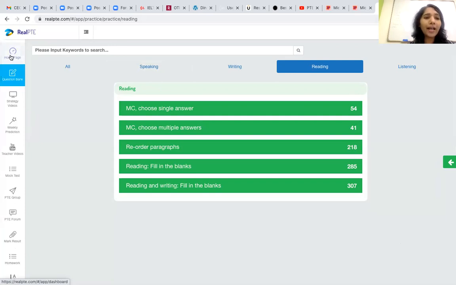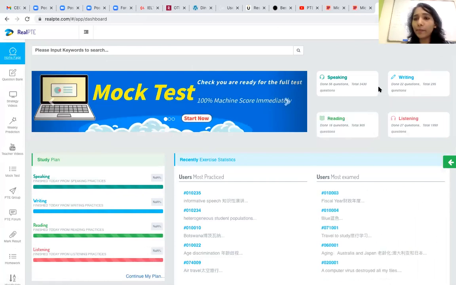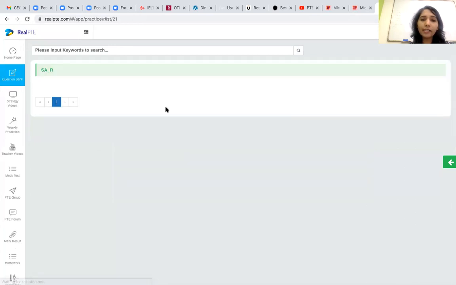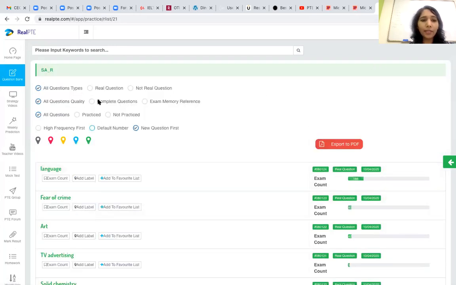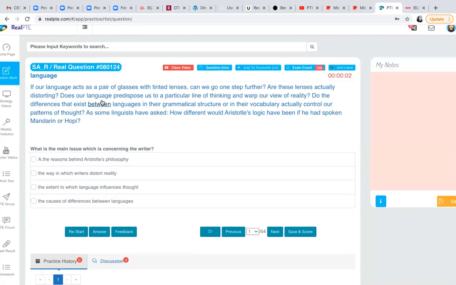To access your reading module, this is how your page is going to look when you first log in. You'll have to make a profile on this website. Then you choose the option reading, and then multiple choice single answer, which we're going to practice now. Remember to choose the second option, called complete question, so that you get all your questions completely. If you look at the first question, I hope you can see my screen.